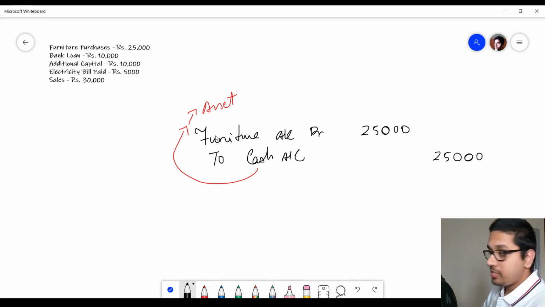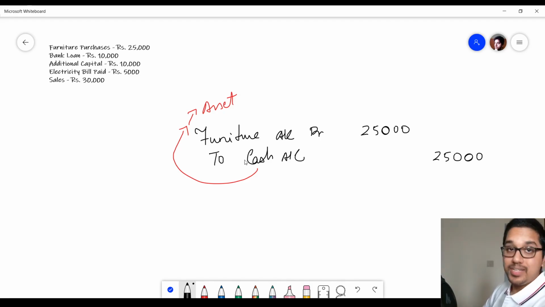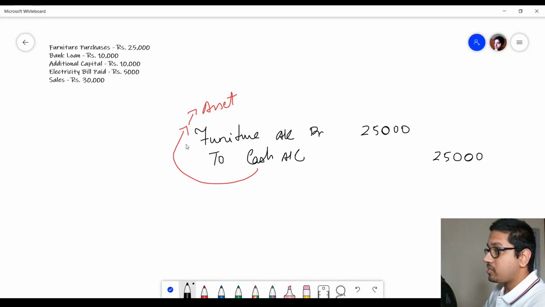Furniture is coming into the business, so you're debiting the asset here, and cash is going out of the business, hence you're crediting it here. So this is how you're generally going to identify a particular asset transaction in the books of accounts.